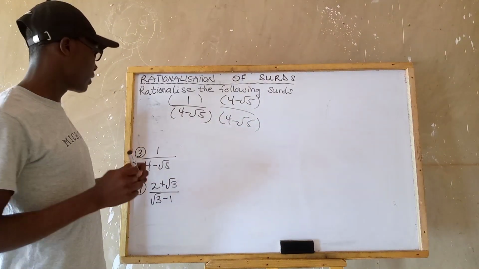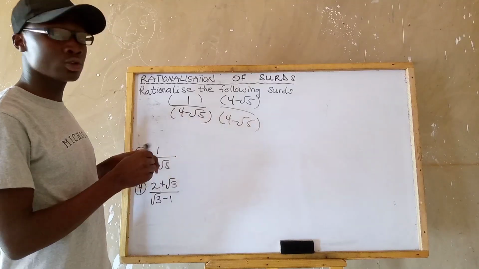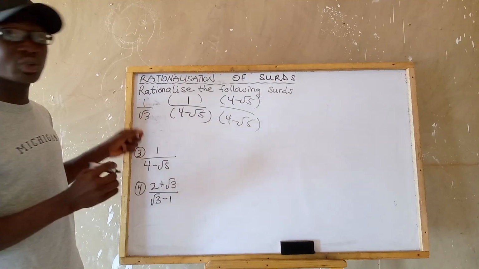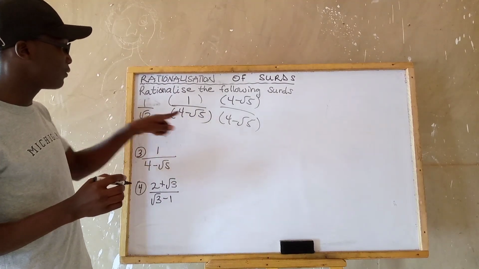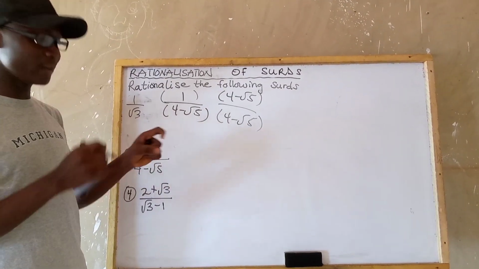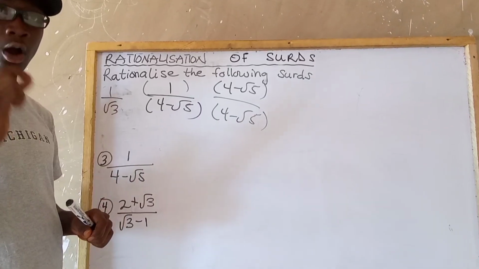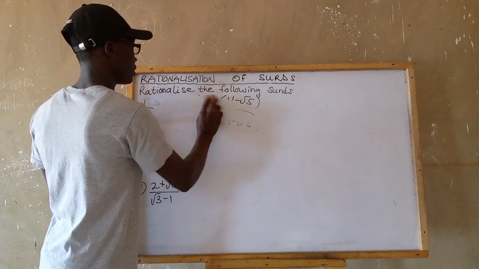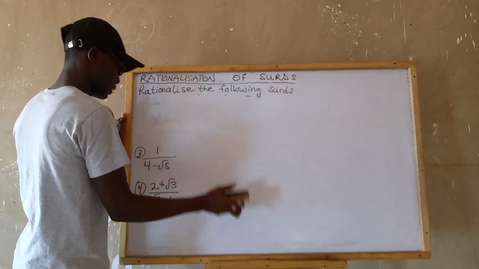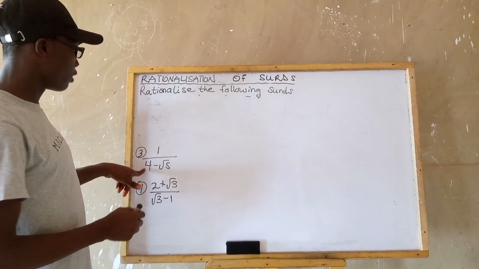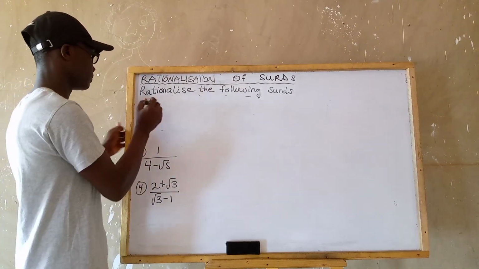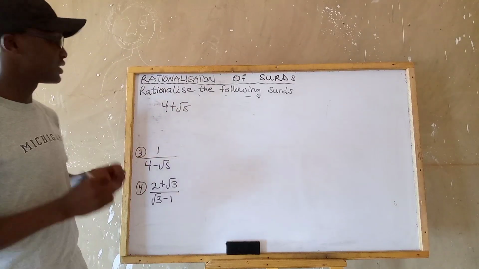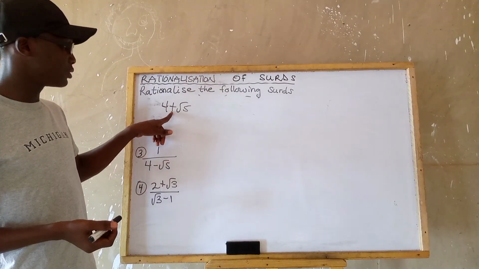You have to do something to this one. This is not like how we were doing this one, like root of 3. This one it was only a single term, but here we have 2 terms. So you have to first find the conjugate of the denominator. So here, the conjugate of the denominator, which is 4 minus root of 5, is 4 plus root of 5. Just change the sign to plus.